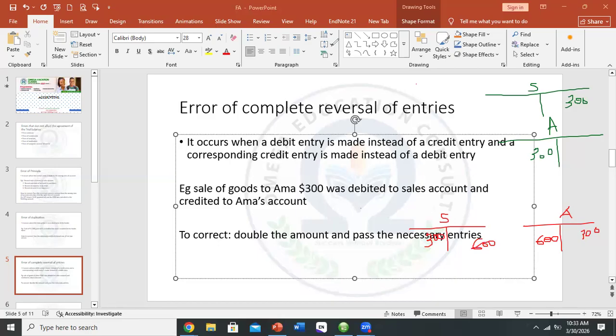So when we double the amount, the first half will cancel the wrong entry, and then the last half will remain there. Exactly. Okay. Augustine, you still have an issue? Sir, please, I'm okay. Thank you. Okay. So that's the essence of double the amount. You are doubling the amount so that, like Austin said, half of the amount will cancel, and then the remaining half will be there as the right entry. Okay, so that is for error of complete reversal of entries.